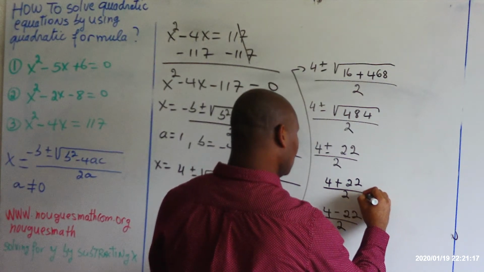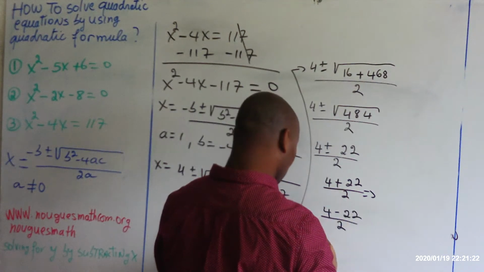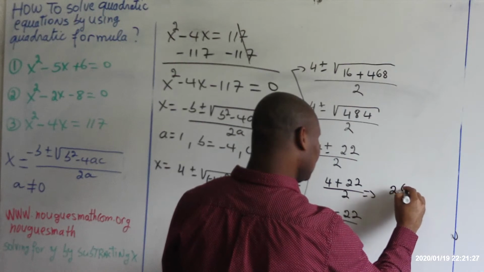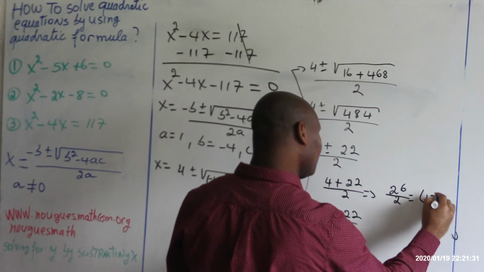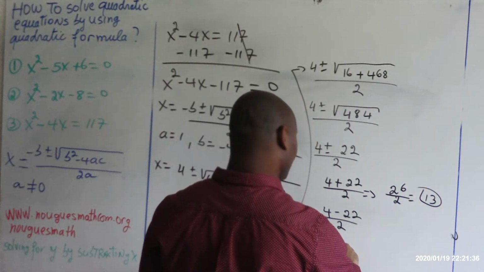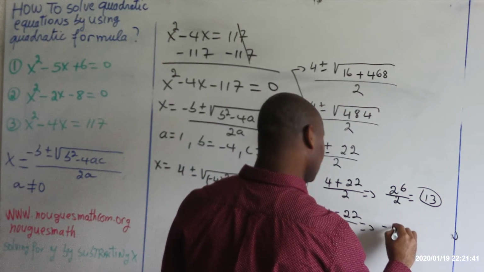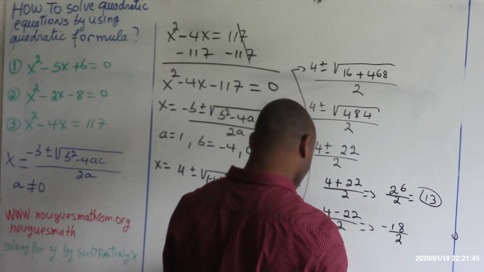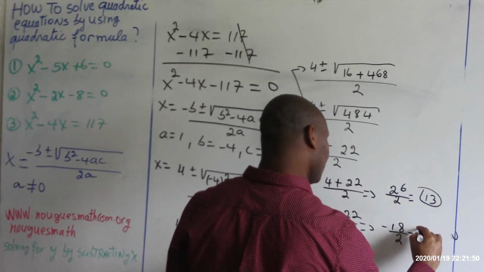So that's the first one. That's gonna be 26, 22 plus 4. That's 26. 26 over 2, that's gonna be 13. Okay, 13. That's the first answer. 13. Okay. Let's do that one. That's going to be negative 18 over 2. Okay? Negative 18. So it's going to be negative 9.